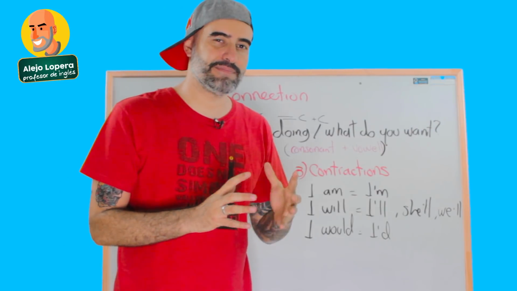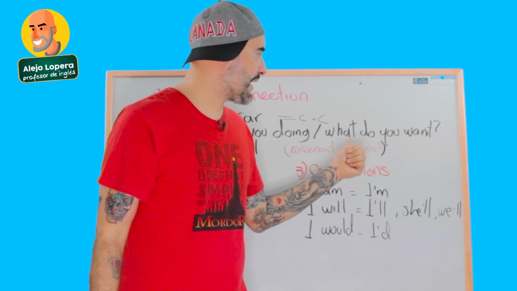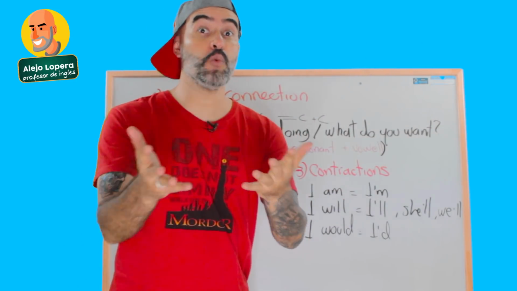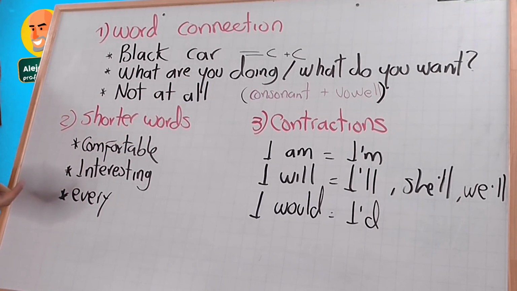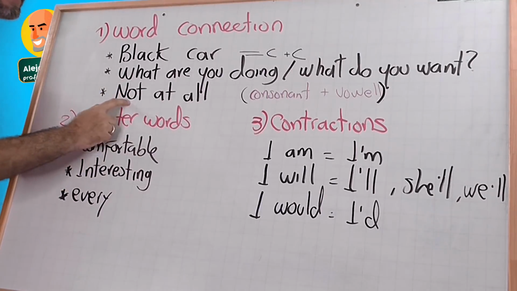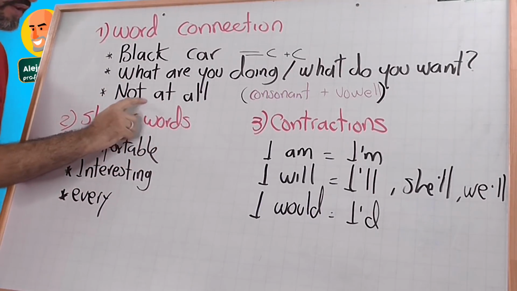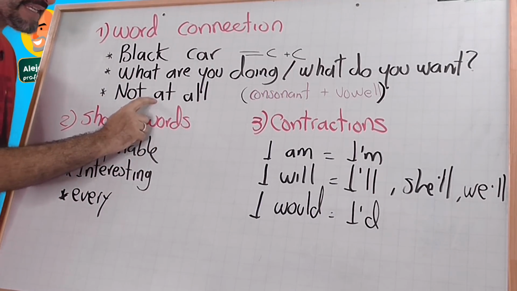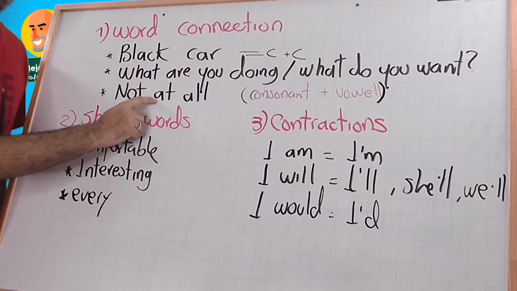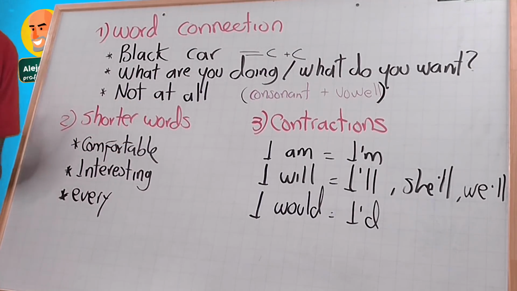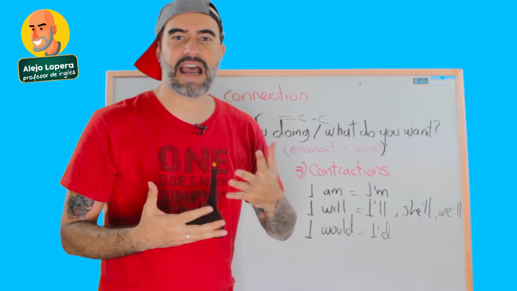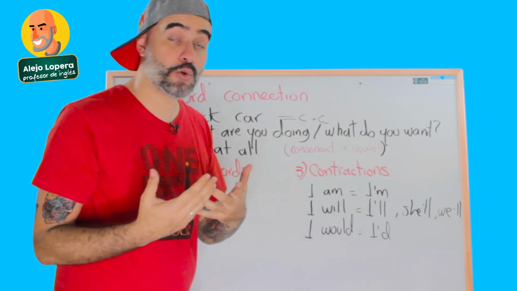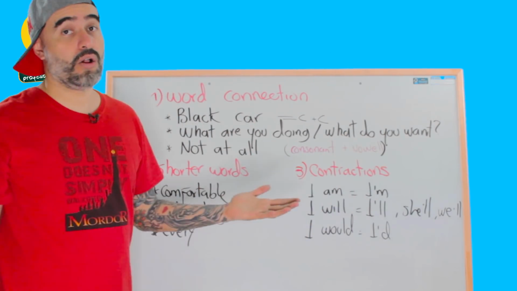It sounds very cut when I say, what do you want? I say, what do you want? Okay? And for example, in this case, when a consonant is very close to a vowel, in this case, the T at the end and also the A, you don't want to say not at all, because that sounds very cut. But you really want to say not at all, okay?